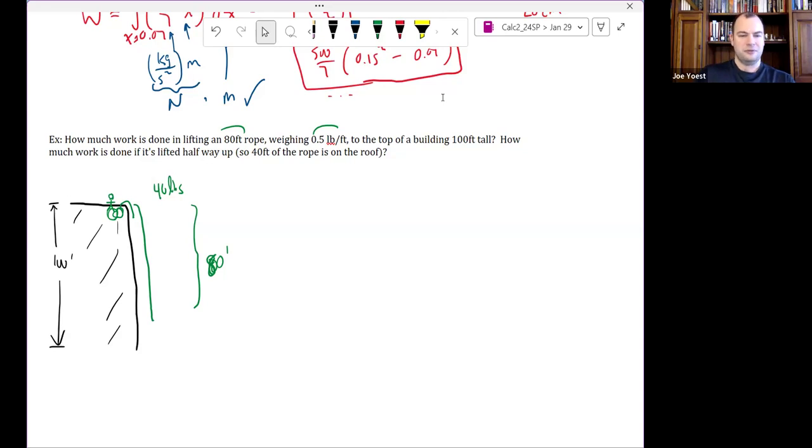So the force that I have to apply to the rope actually varies continuously as I pull it up. The further that I get, the more rope that I pull onto the top of the roof, the less hard I have to pull, the less force I need to exert to move the next little bit of rope up. So let's take a closer look at this.